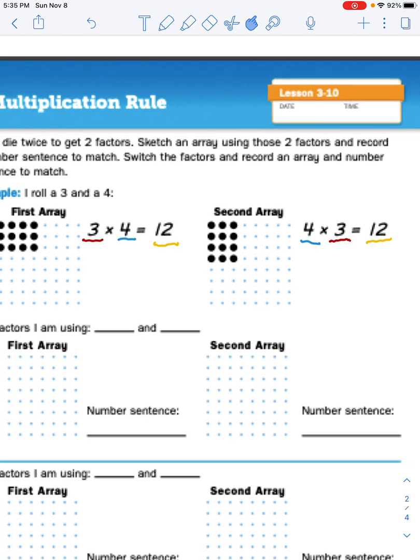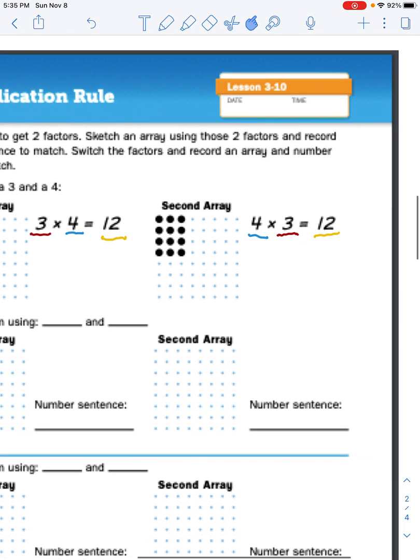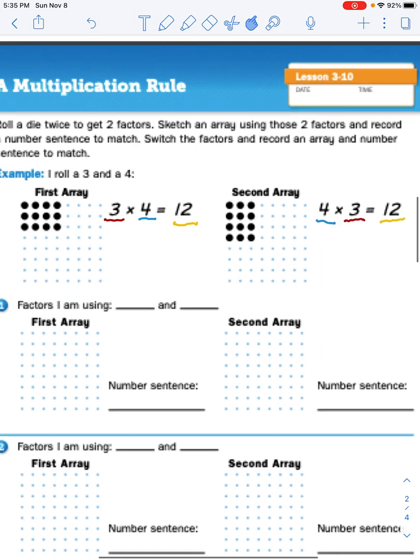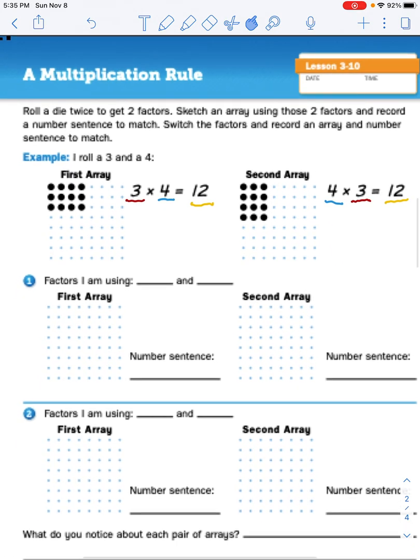So look here, 3 times 4 equals 12. And then I switched around the 3 and the 4 to be 4 times 3 equals 12. Same answer, we just flipped around those two first numbers. Okay, now I'm going to try it and I'll show you that this rule always works. I'll prove it to you, okay? We're going to prove it by using multiplication arrays.